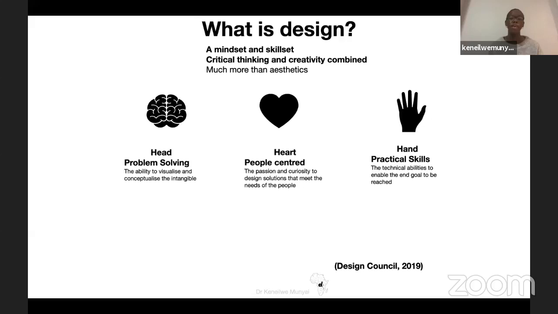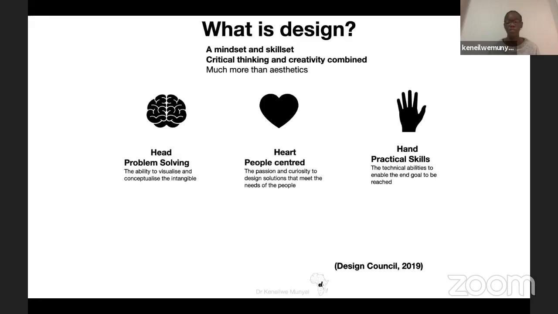design. So when I'm talking about design, I am talking about a mindset, skill set, critical thinking, and creativity combined, which is more than aesthetics, which is what a lot of people would associate design with. So when you're talking about the head, it's about problem solving. So the ability, and design is very useful when it comes to problem solving, because we have all these tools and ways of working. So the ability to visualize and conceptualize the intangible, that's the value of design.